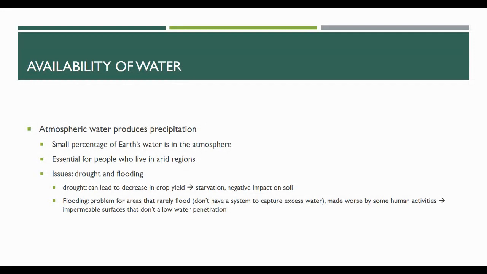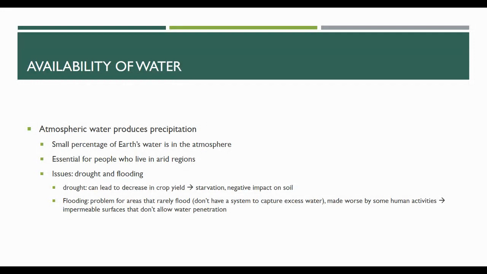There is also some water in the atmosphere, and that will eventually be precipitation. And this is a very small percentage of our Earth's water, but it is essential for people who live in arid regions. Some issues that we need to talk about real quick are drought and flooding.